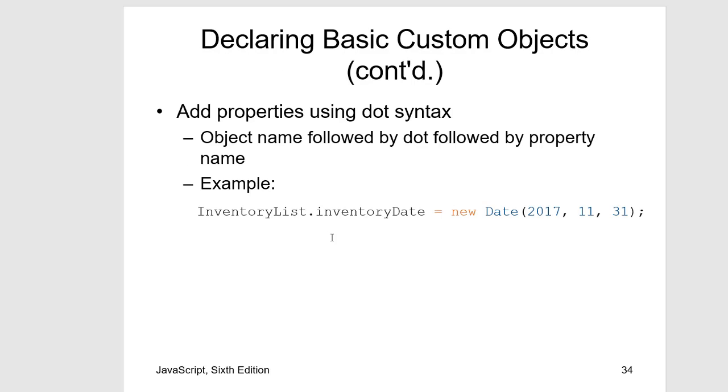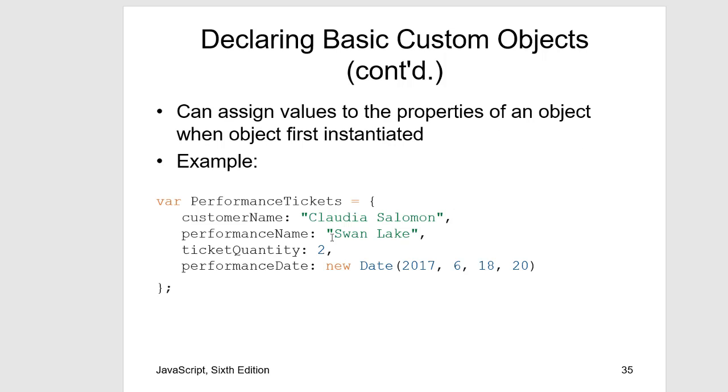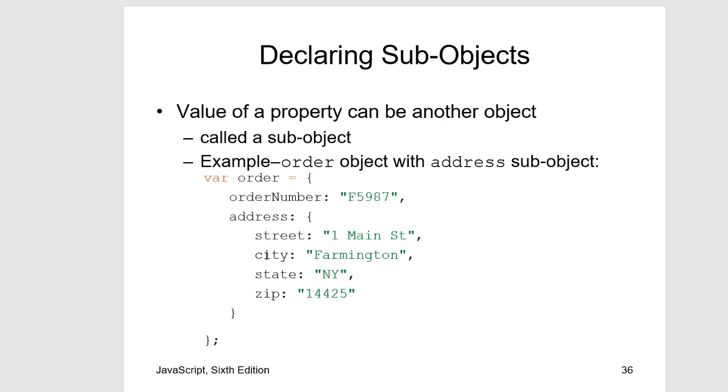So the example that's given here is an inventory list, and it has a date. We're adding the properties using a dot syntax, accessing them directly because JavaScript does not have encapsulation that keeps it separate from the program. When we assign the values to a property when it's first instantiated, it could look something like this directly. Performance tickets is equal to curly brace at the beginning and the end, and then each of those key value pairs that you want to have assigned to your custom object.